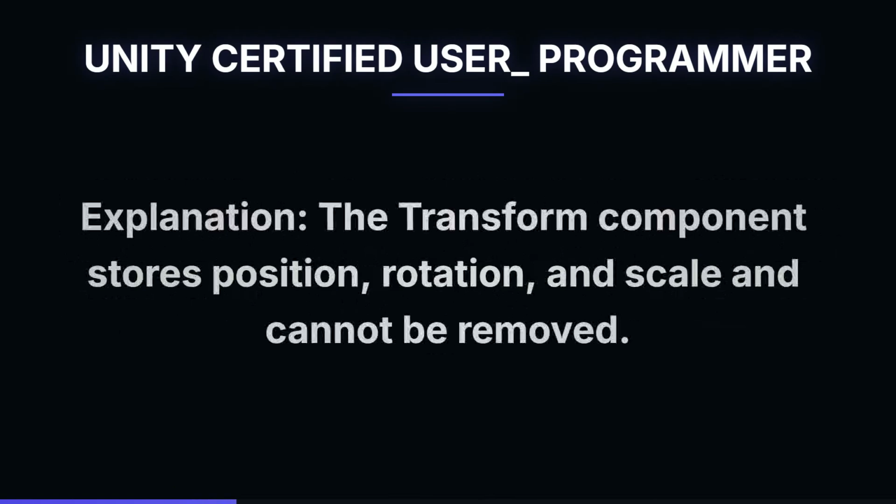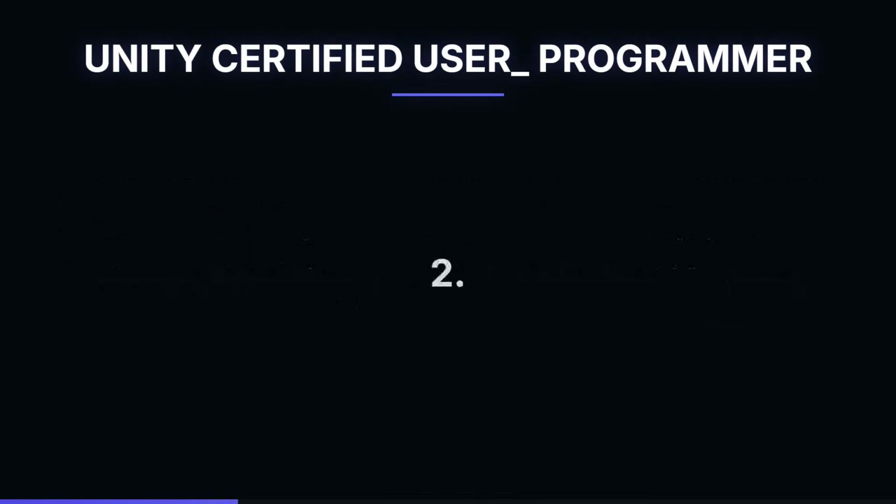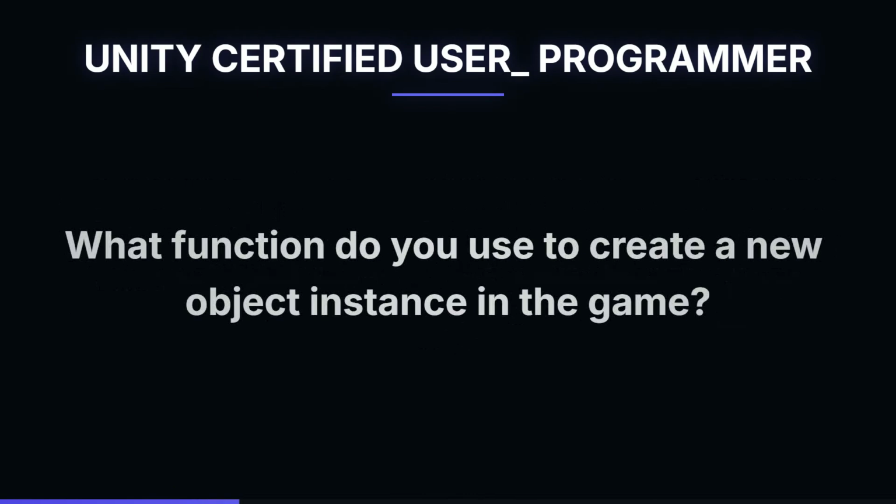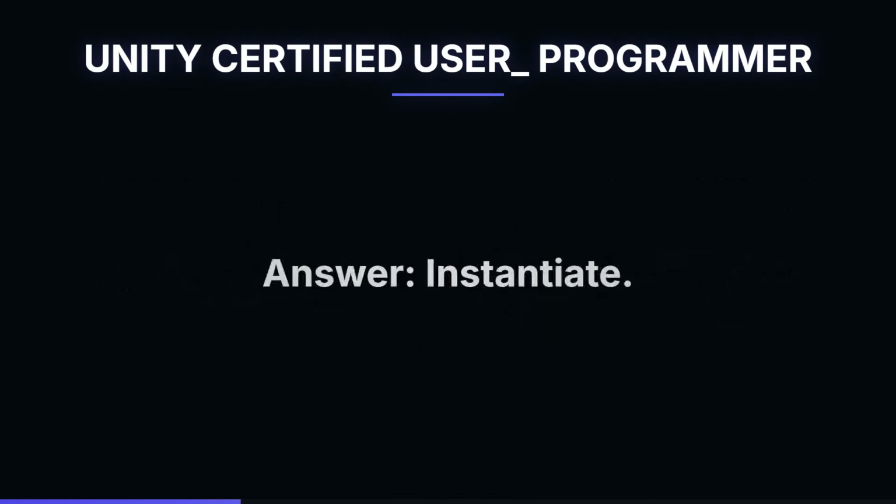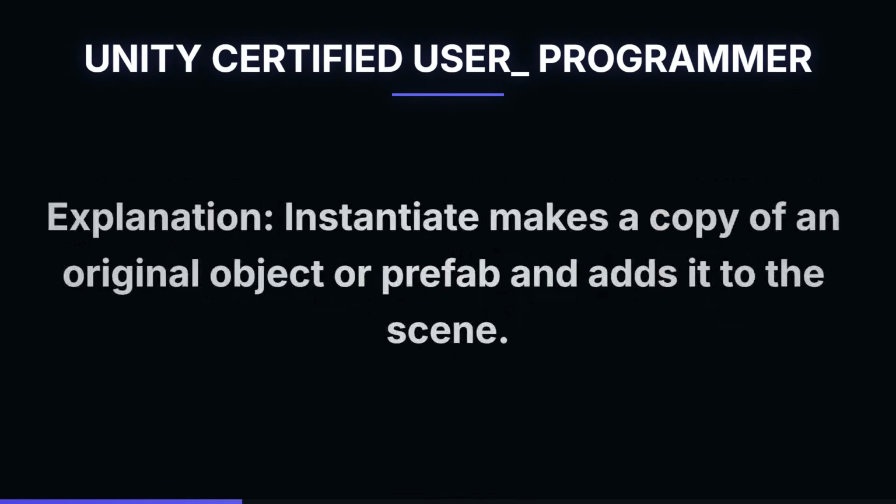Explanation: the transform component stores position, rotation, and scale and cannot be removed. 2. What function do you use to create a new object instance in the game? Answer: instantiate. Explanation: instantiate makes a copy of an original object or prefab and adds it to the scene.